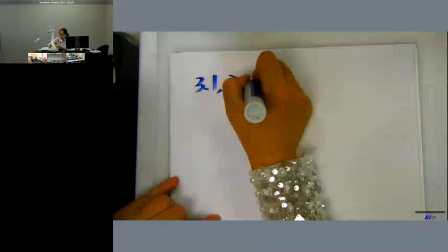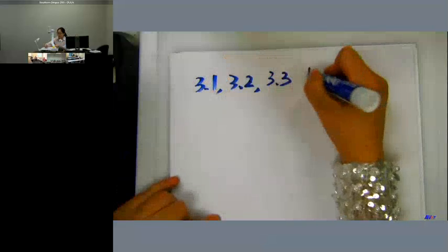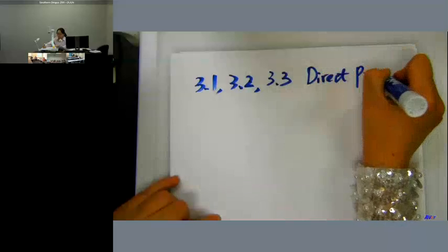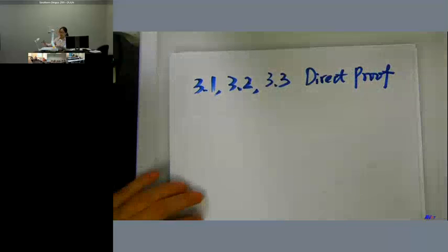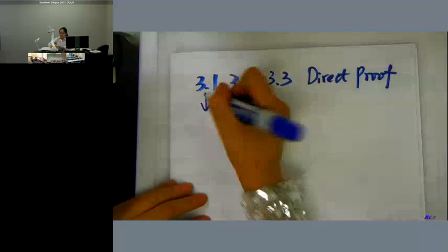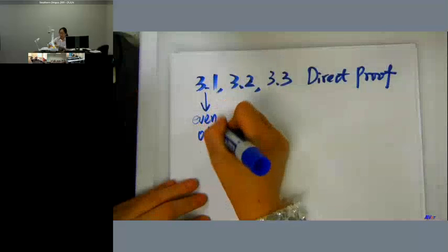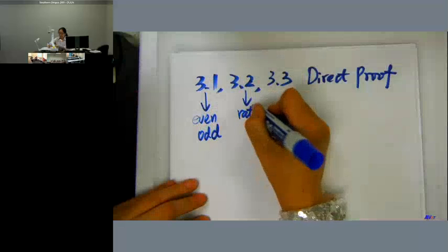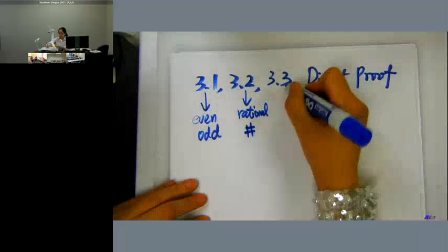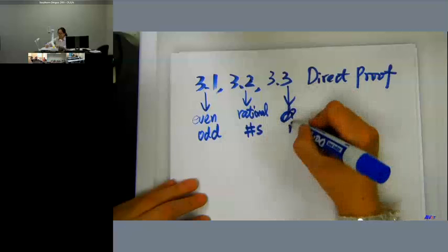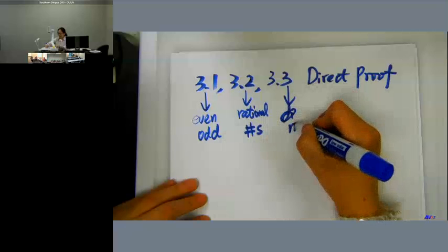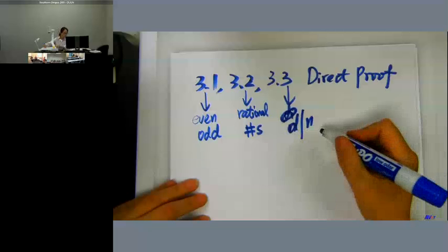If you remember, we did sections 3.1, 3.2, 3.3. We talked about direct proof and a counterexample. If a statement is true, you prove it directly. If it's false, you give one counterexample. In 3.1, we talked about even or odd integers. In 3.2, we talked about rational numbers. And in 3.3, we talked about divisibility. What does it mean by definition when d divides n?